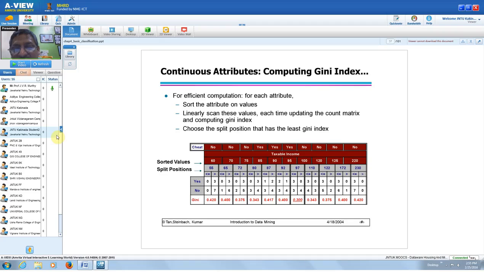Again 0.417. Again 0.343 will be the minimum. Then it is 0.3. Then this will be the minimum. So finally it will compute everything and compare with the current minimum. So by the end of the scan, whatever is the minimum value remains in memory. So that current minimum 0.3 will be considered as the minimum Gini index. So for 0.3 the corresponding value there is 97. So the best split is that for you. Is it clear to you, my dear friends?